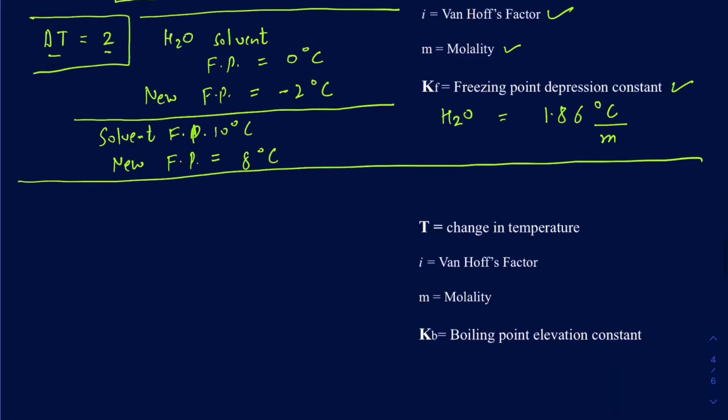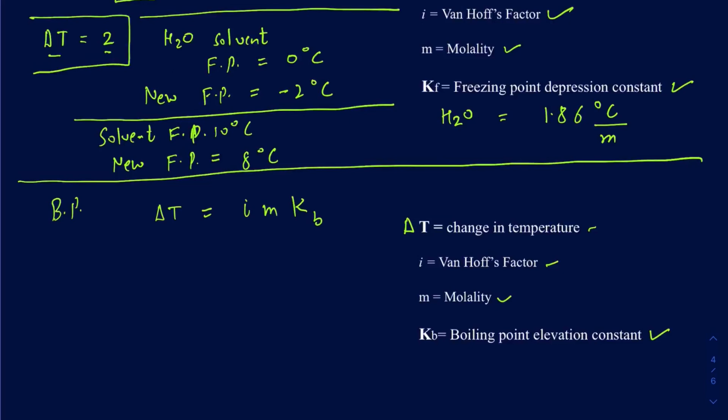So let me go ahead and write down the boiling point equation first. It's going to be similar. It's going to be delta T equals i times Kb times m, but instead of Kf, now you're going to have a Kb. So Kb is going to be the boiling point elevation constant. Everything else stays the same. You're still going to have the change in temperature, the molality, and this van 't Hoff factor. Okay?